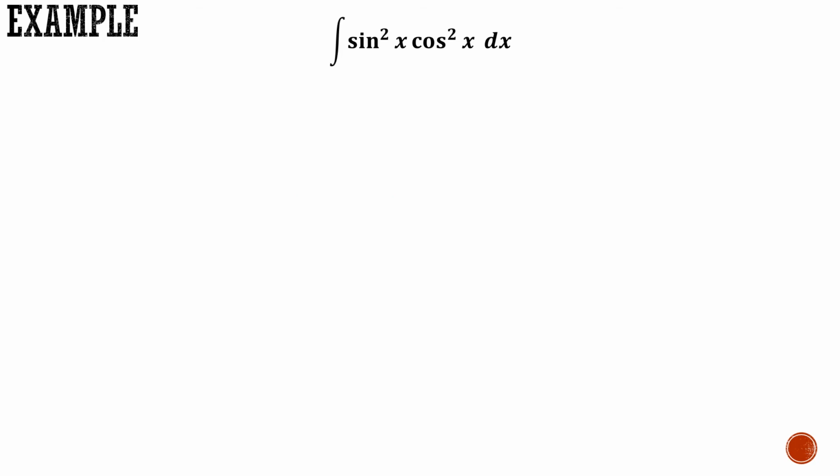Alright, so this next problem, we don't have any cubes or anything odd. Everything here is even. So when we have even powers, we have to use our power reducing identity. And again, if you remember from that first slide of strategies, your power reducing for sine is going to be 1/2 times 1 minus cosine 2x. And then for cosine, it's going to be 1/2 times 1 plus cosine 2x.